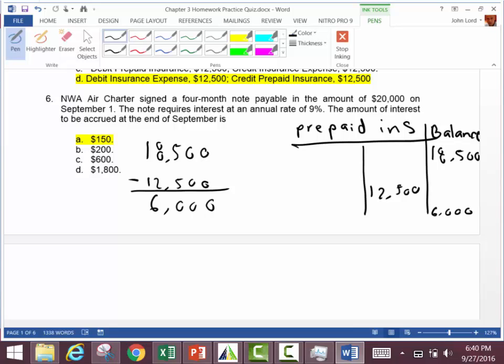So NWA signed a 4-year note payable in the amount of $20,000 on September 1st, and they want it at the end of September, so that's 1 month, right? Okay. 20,000. That's the principal, right?